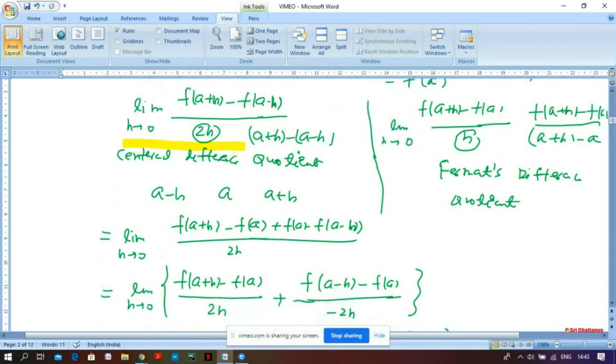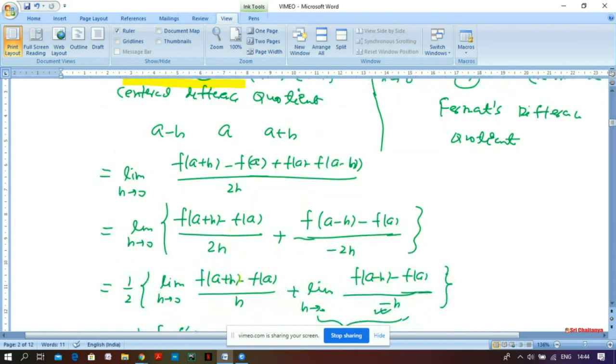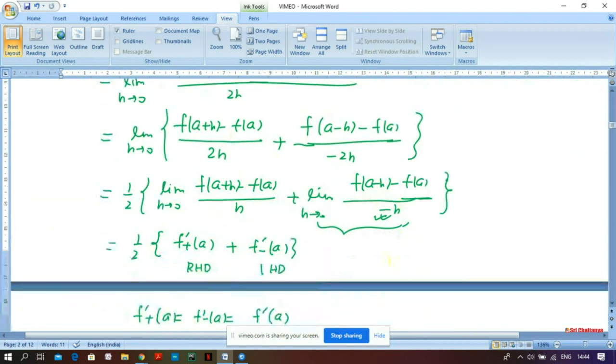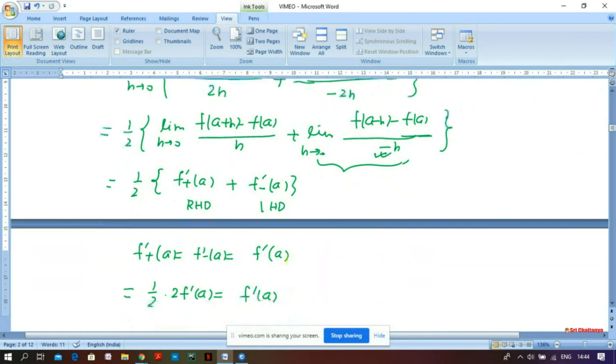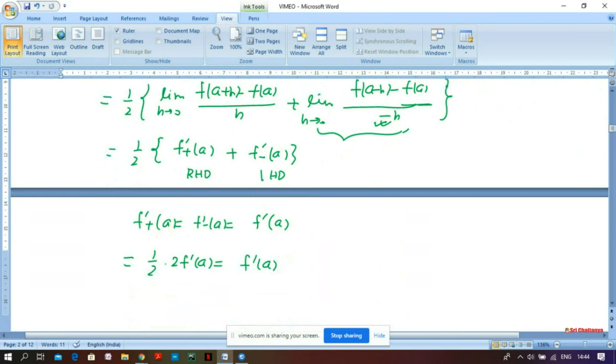We wrote f of a plus h minus f of a because I wanted to form this Fermat difference quotient, and similarly for this one. So this was the right hand derivative and this was the left hand derivative. So the limit that you asked about equals half times RHD plus LHD, that is, f prime plus a and f prime negative of a. Because f is given to be differentiable, f prime plus a equals f prime negative a equals f prime of a. And so we are good. We got half times 2 f prime a, that is f prime a. So that's your resolution of the first part.